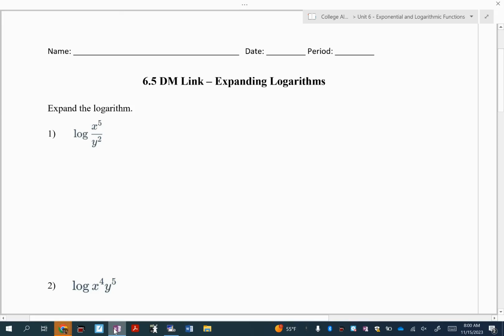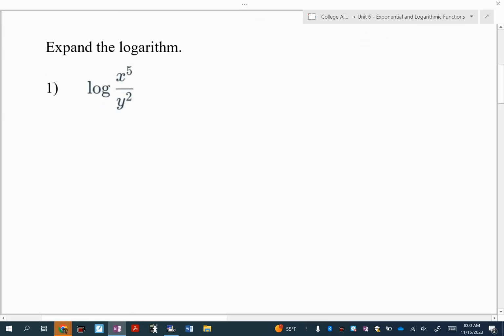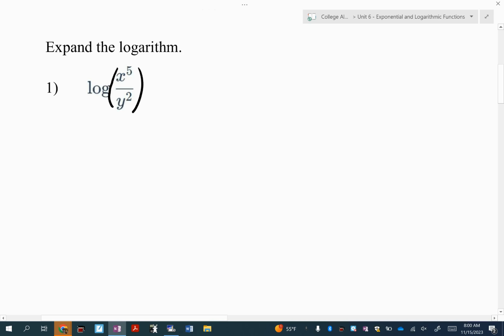Okay, so now you'll notice that all of these are one log, and we're going to expand it into multiple logs. So my first step is really the same, except you'll feel like it's the opposite of what we did with the last ones. What operation do I see in my argument, right? If this is my parentheses, what operation is in there? I see division, right? I see a fraction, which is division.